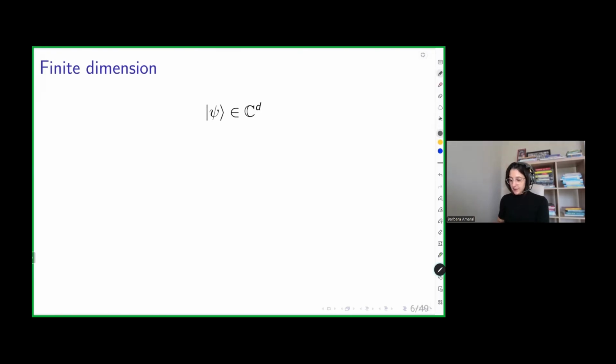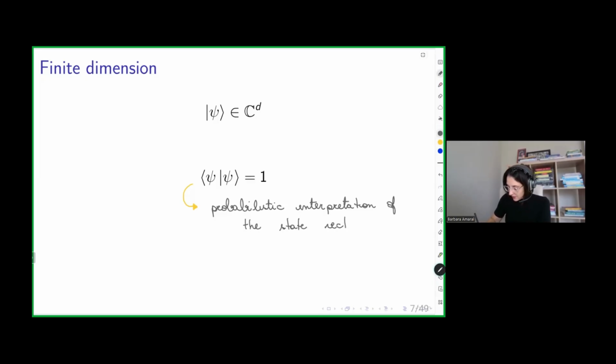So here we have dimension D, and normalization means that the inner product of the vector with itself needs to be equal to 1. This comes from the probabilistic interpretation of the state vector that we will see when we talk about postulate 2, okay?